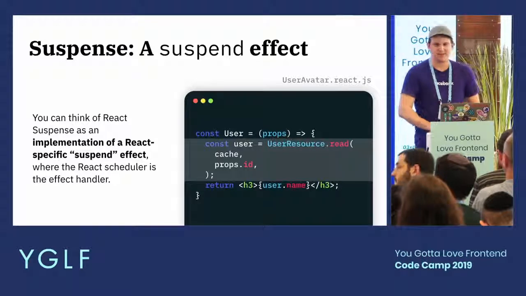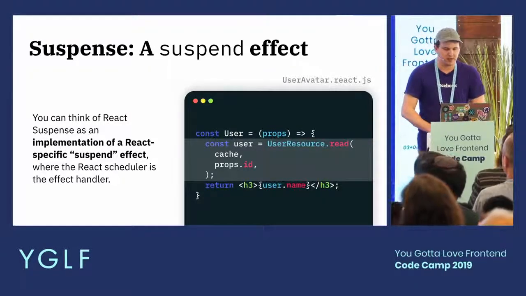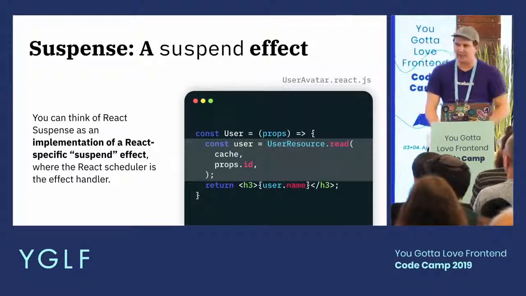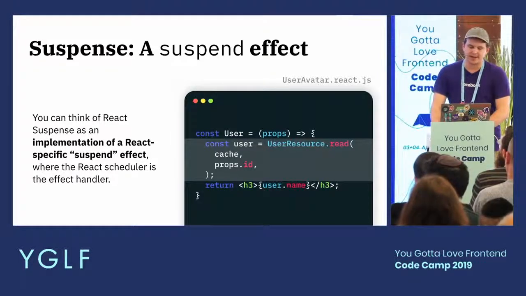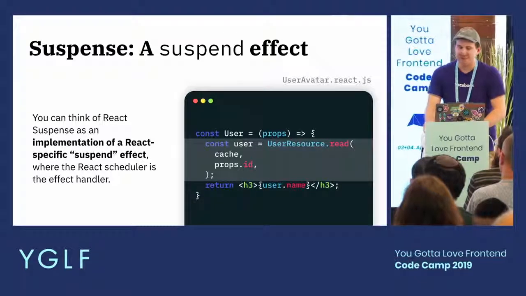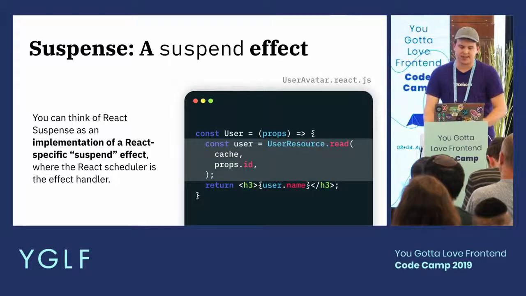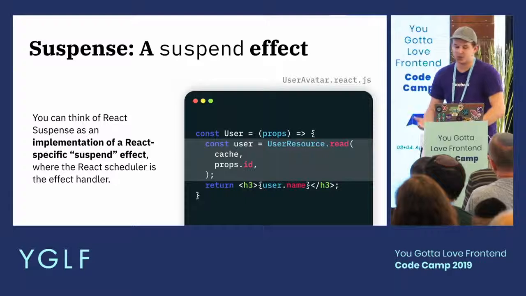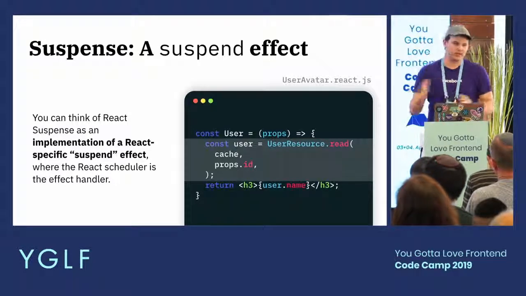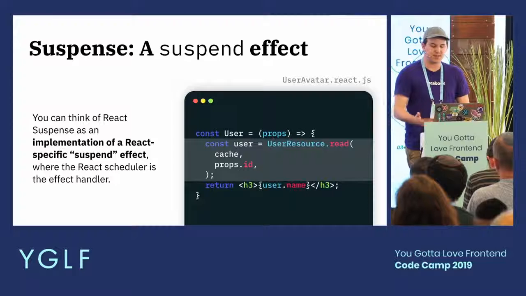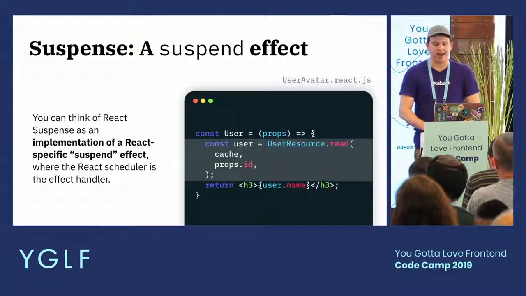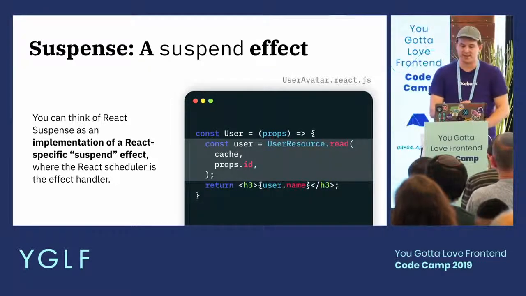You can think of suspense as an algebraic effect. When this read function doesn't have the data that it needs, it signals to React that it should suspend rendering and wait for it. And we can think of this as a React-specific suspend effect, and React itself acts as the effect handler, deciding what it should do based on the information that it's received. And just like other algebraic effects, this suspend effect is contextual. So if you render the same component in two different parts of your application, the behavior of suspending may differ depending on how React's scheduler has prioritized things.